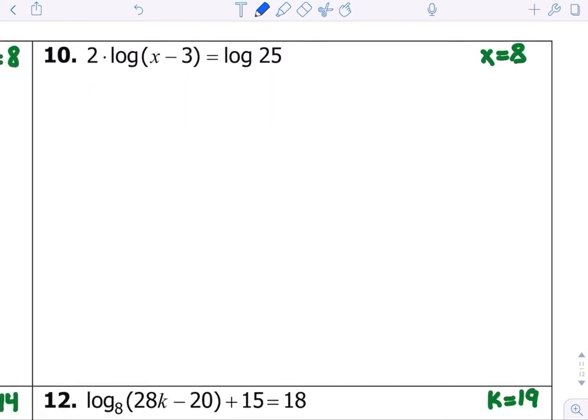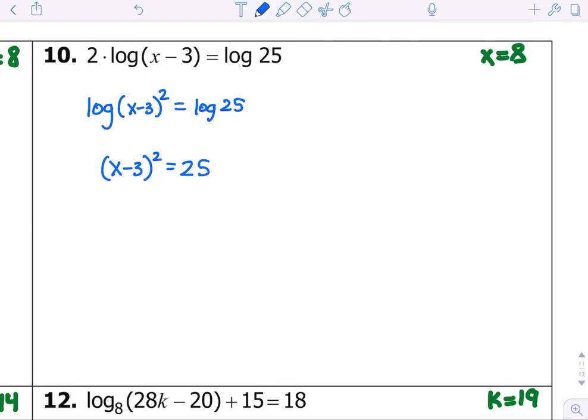Here is 10. So log on both sides. So let's move this 2 to be a power of this one using power rule. So log of x minus 3 to the second is equal to log of 25. So that means we're going to have x minus 3 to the second is equal to 25.